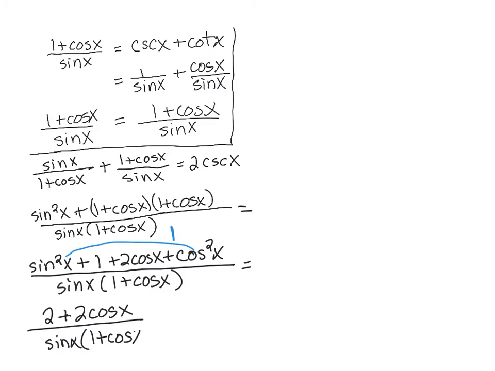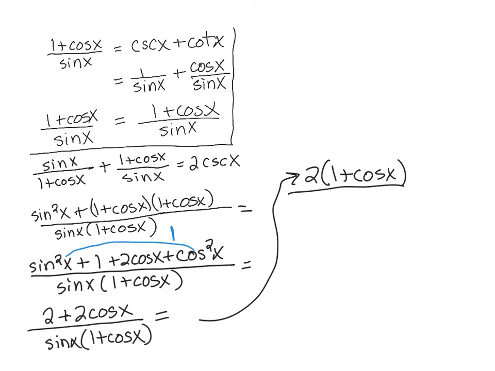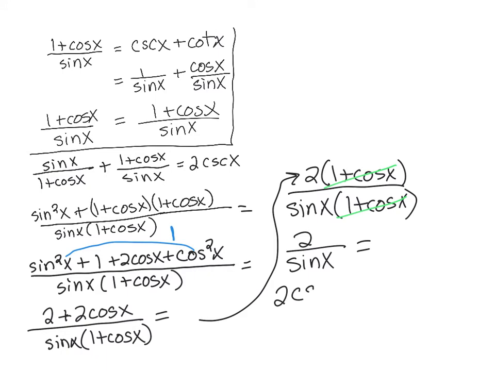Do you see it yet? I'm going to factor a 2 out of the top. 2 times 1 plus cosine x, over sine x times 1 plus cosine x. See how stuff just works? Bang, bang. I get 2 over sine. That's 2 cosecant. Exactly what I was looking for.